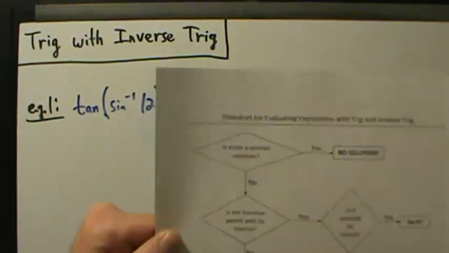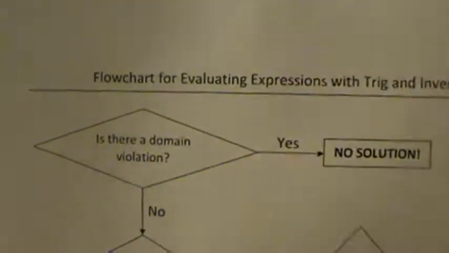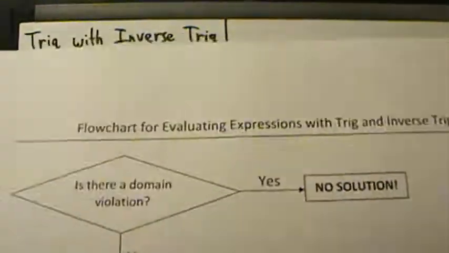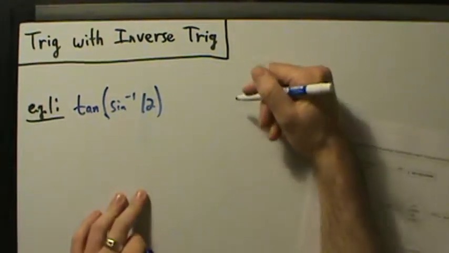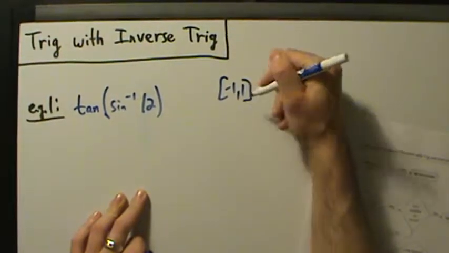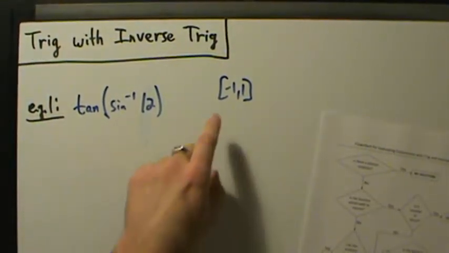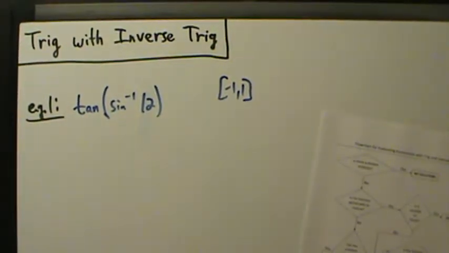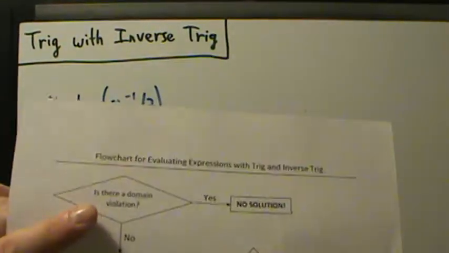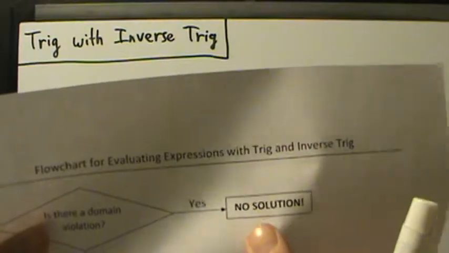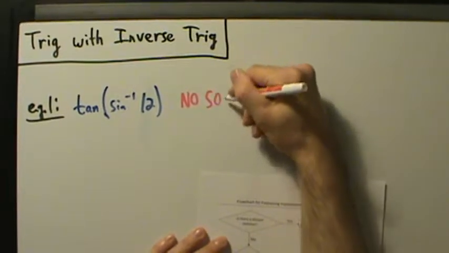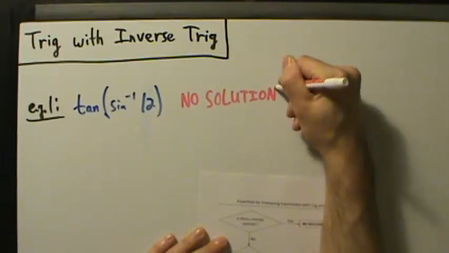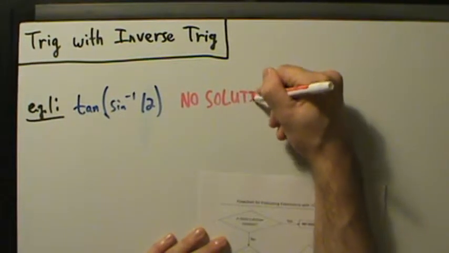We go to our flowchart and we say, is there a domain violation? And yes, actually there is, because we cannot take the inverse sine of 12. Remember, the domain of the inverse sine function is from -1 to 1. So whenever you take the inverse sine of something, it has to be between -1 and 1. So inverse sine of 12, we just can't do. It's not possible, there's no solution, or it does not exist. So is there a domain violation? Yes, there is. So the answer is no solution, or does not exist, DNE, etc.